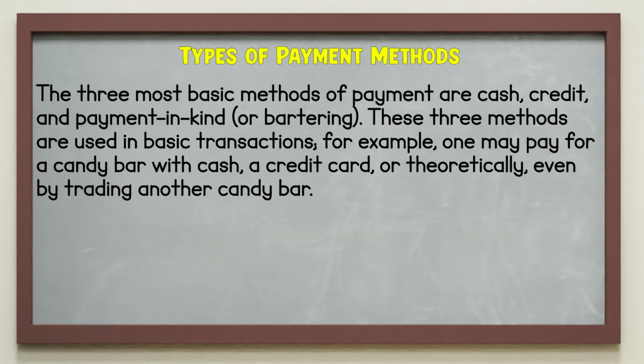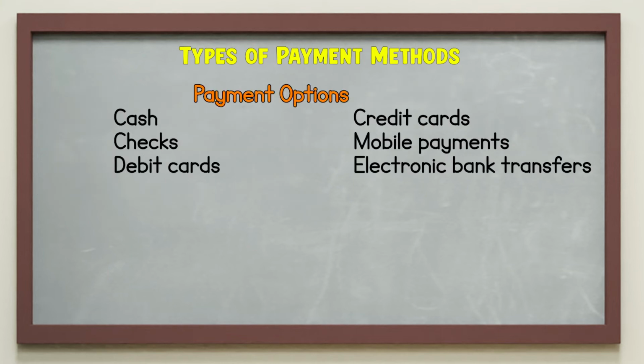There are three most basic methods of payments, such as cash, credit, and payment in kind, or what we know as bartering. These three methods are used in basic transactions. For example, one may pay for a candy bar with cash, a credit card, or theoretically speaking, even by trading another candy bar. Payment options are cash, checks, debit cards, credit cards, mobile payments, electronic bank transfers.